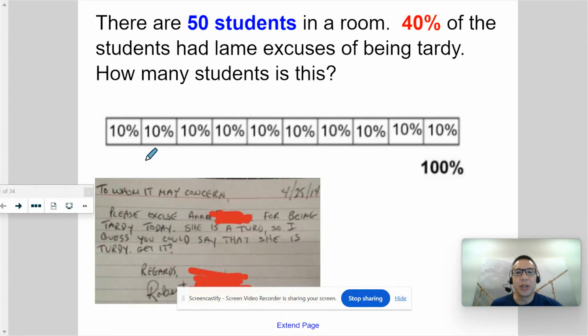Welcome back. We are now going to be talking about percent application problems. These are going to be called backward problems. So let's read our question.